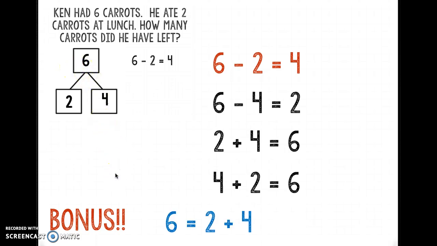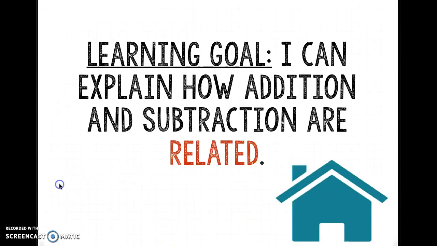Did you come up with 6 is equal to 2 plus 4? What about 6 is equal to 4 plus 2? Well, you guys are doing an awesome job. So you can always do 2 subtraction and 2 addition, but there's also 2 bonus addition you can do too if you start with the whole amount. All right, it's your turn.